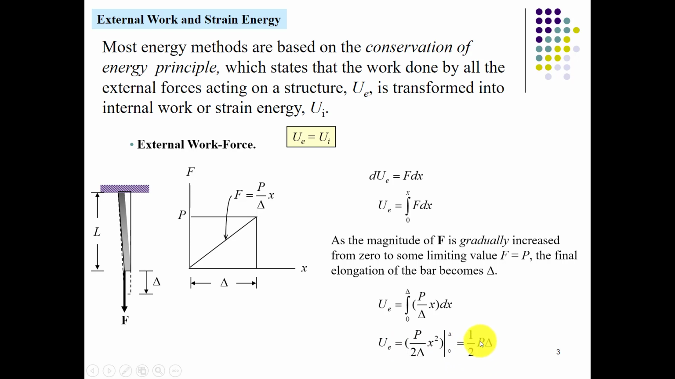So simply we can say that if an external force is applied upon the structure, there is some deformation with the action of that force. So that external work done can be calculated as half of P delta. P is the applied force, which is gradually increasing the deformation by increasing the value of force. So delta is the deflection due to that force. So it is basically the external work done.